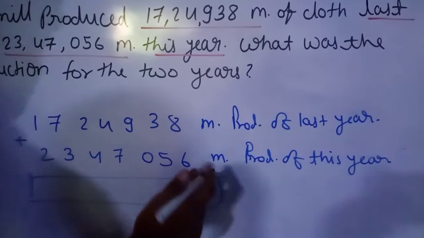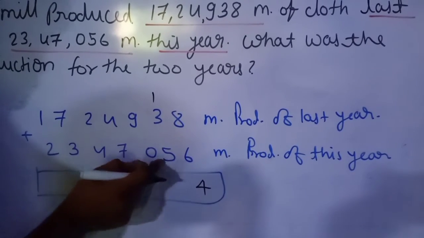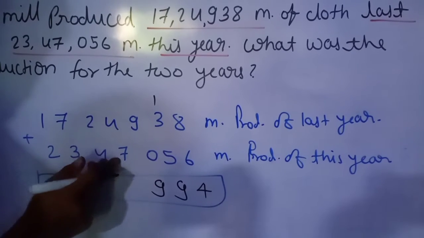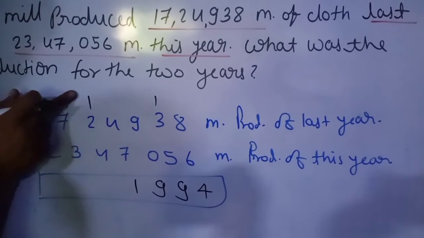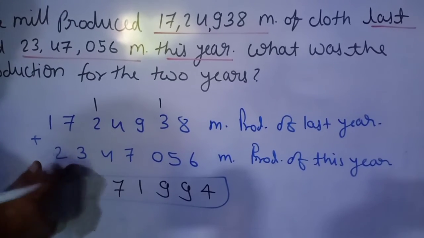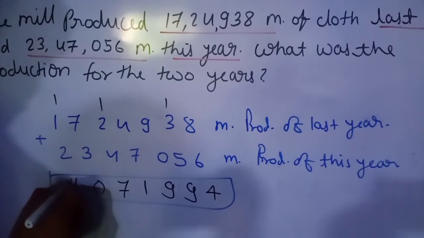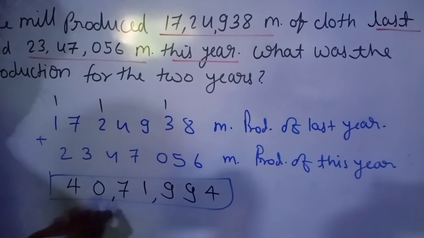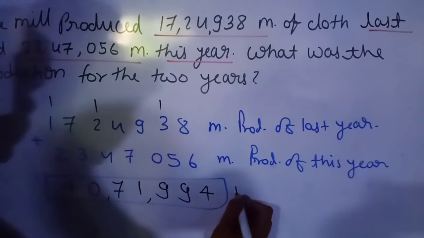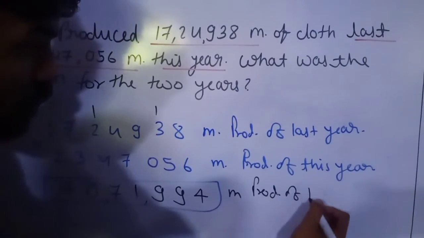8 plus 6, 14, 1 carry, 1 plus 3, 4, 4 plus 5, 9, 9 plus 0, 9, 4 plus 7, 11, 1 carry, 1 plus 2, 3, plus 4, 7, 7 plus 3, 10, 1 carry, 1 plus 1, 2, 2 plus 2, 4. So this way we got 40,71,994 meters production of 2 years.